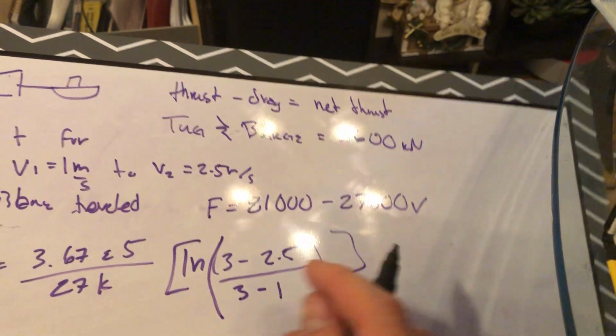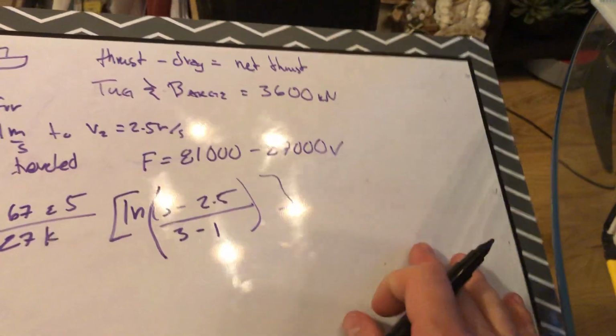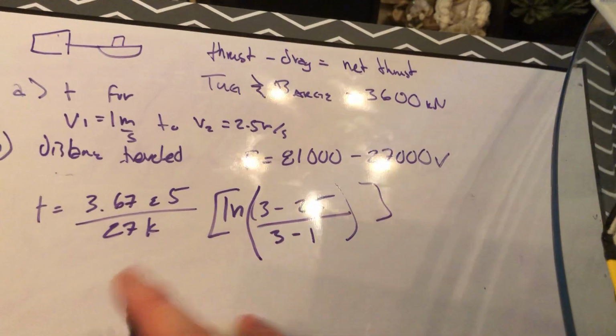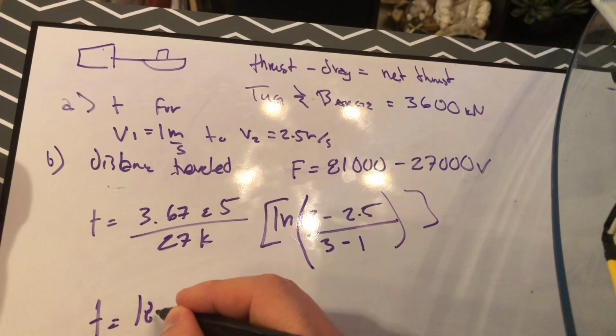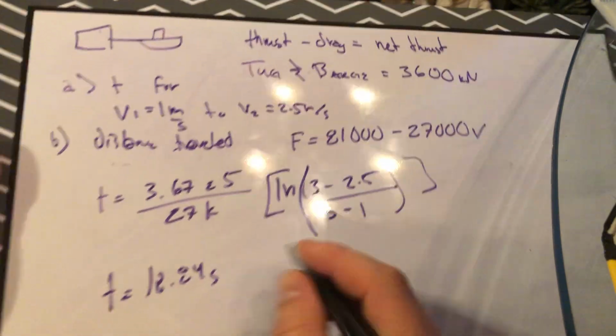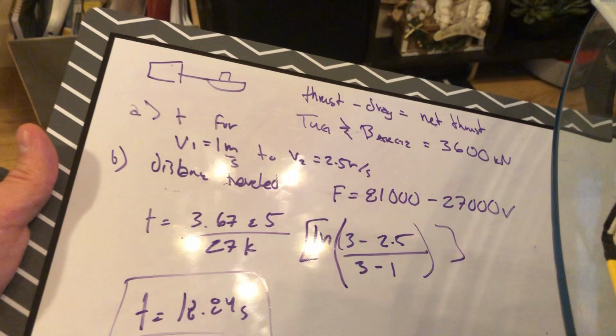Because of the natural logarithm rule, right? If you have natural log of one term minus natural log of another, it'll divide. And then it's going to give us 18.84 seconds when we solve for that. That's the time required.